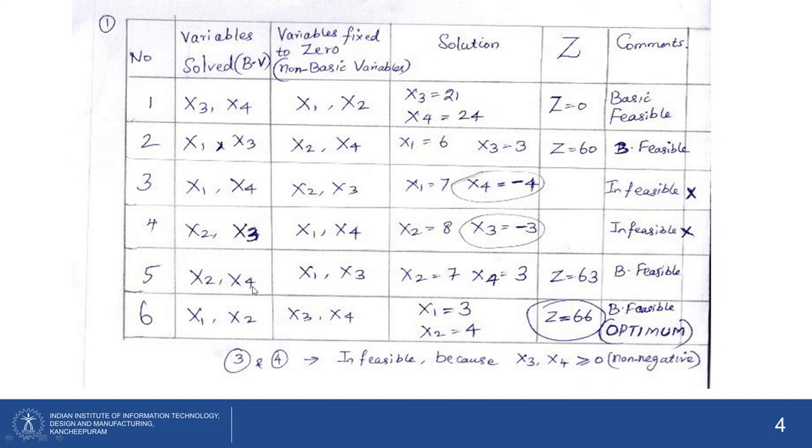x2 and x4 as basic variables, x1 and x3 as non-basic variables, z = 63 is also a basic feasible solution. And finally the last one, x1, x2 as basic variables, x3, x4 as non-basic variables: x1 = 3, x2 = 4, z = 66. So we have 4 z values that are basic feasible solutions. Among them, the last one, z = 66, is the largest. Our aim is to maximize z, so this is the optimum value. The answer is x1 = 3, x2 = 4.